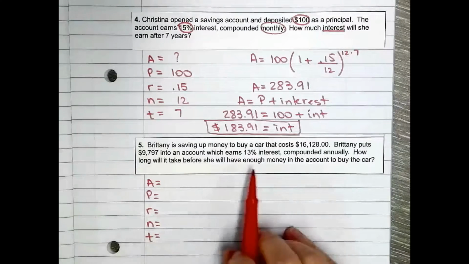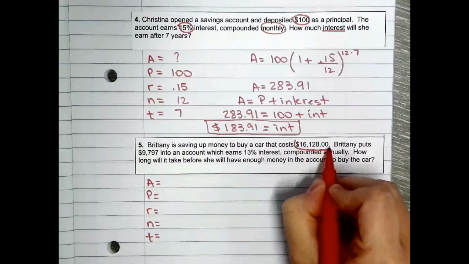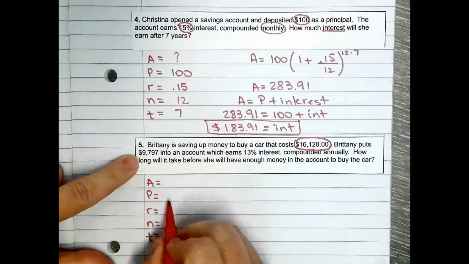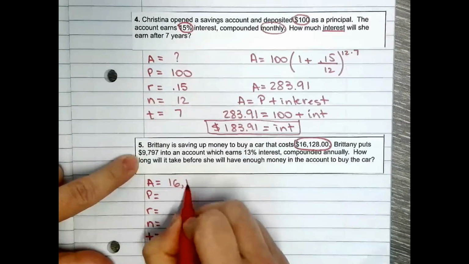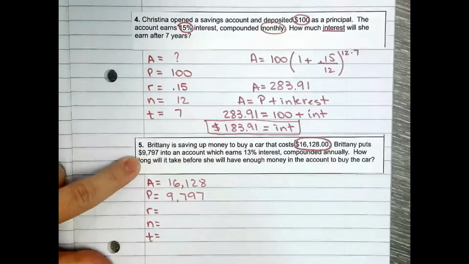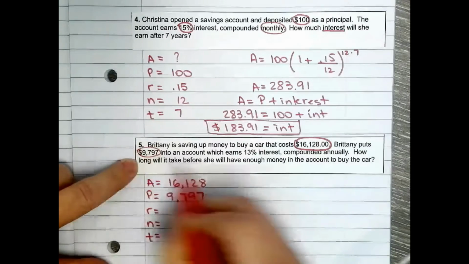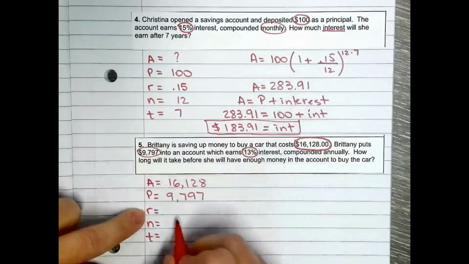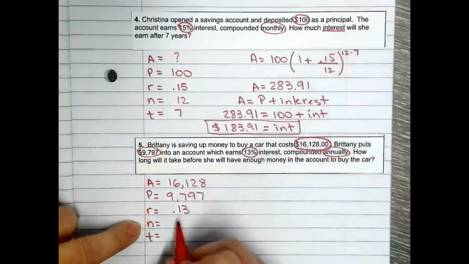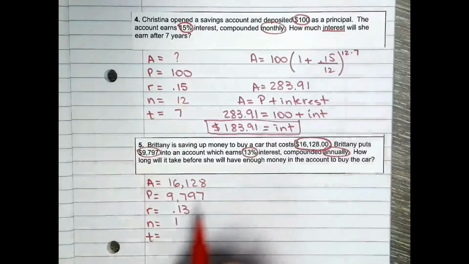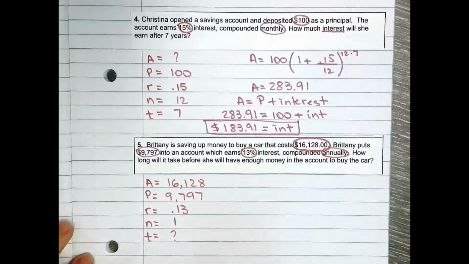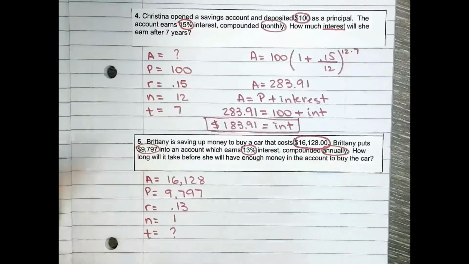Brittany's saving up money to buy a car that costs $16,000, and then she puts away into the savings account $9,797. It earns 13% interest. That's the rate. Compounded annually, so just one. How long would it take? It's asking us for the time to have enough money to buy the car.